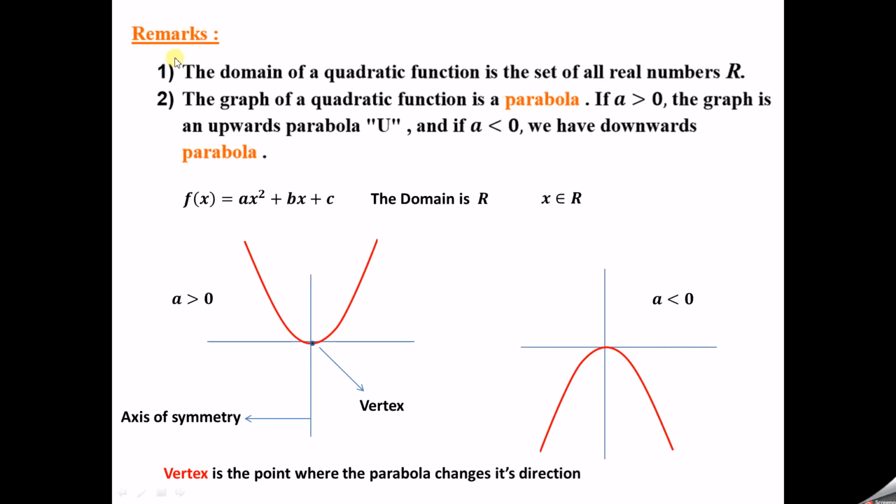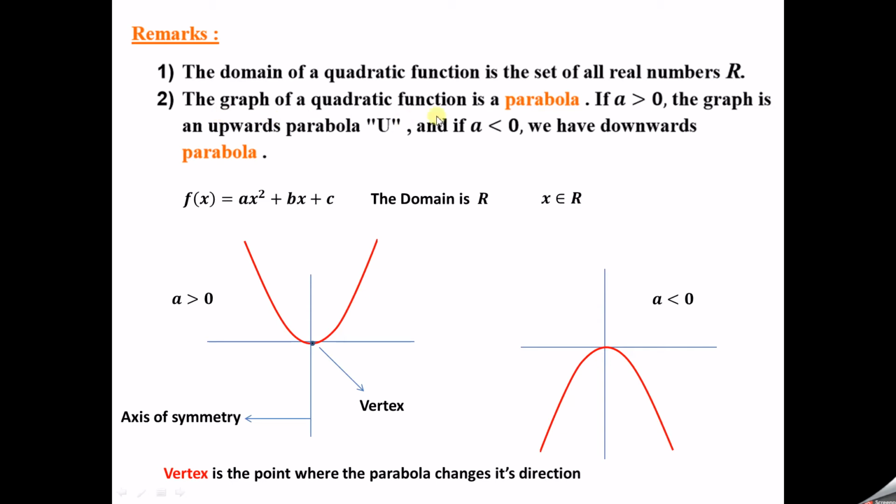Now let us go to some remarks here. The domain of a quadratic function is the set of all real numbers. That means for the quadratic function ax square plus bx plus c, the domain means the x values. So what x values can you take here? You can take any x value from the real numbers. That means you can take positive real numbers, negative real numbers, you can as well take 0. So x can be a positive real number, a negative real number, or 0. That is the meaning of the domain of this quadratic function being R. That means x belongs to R.